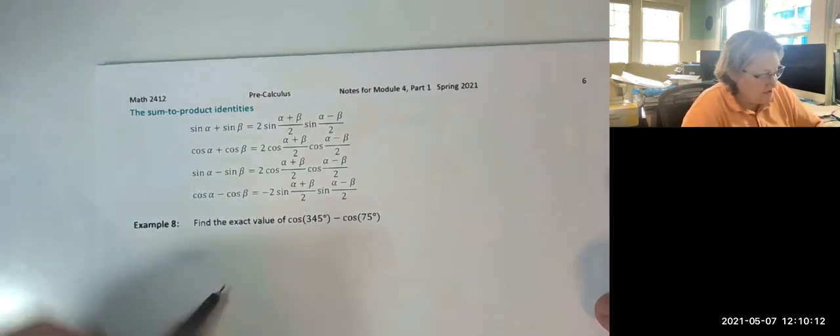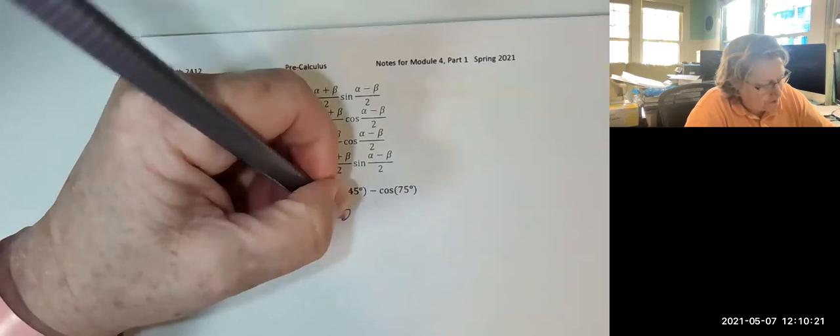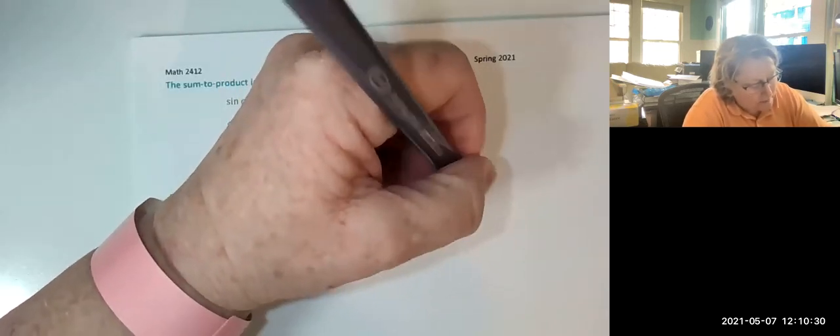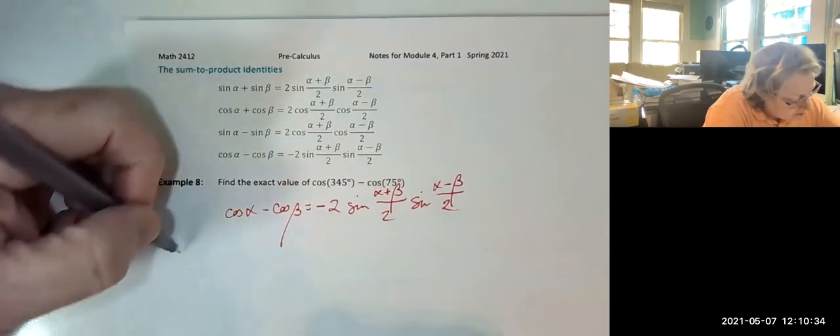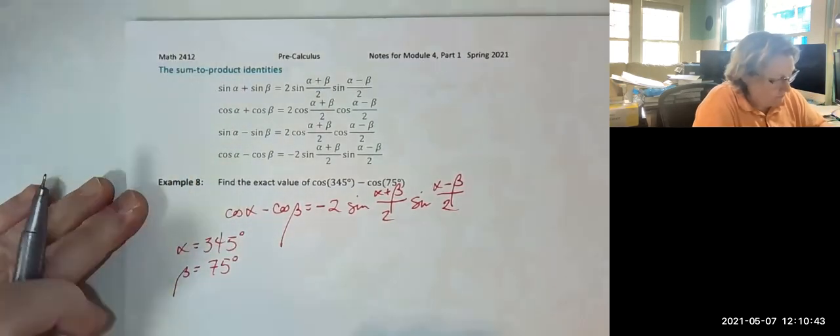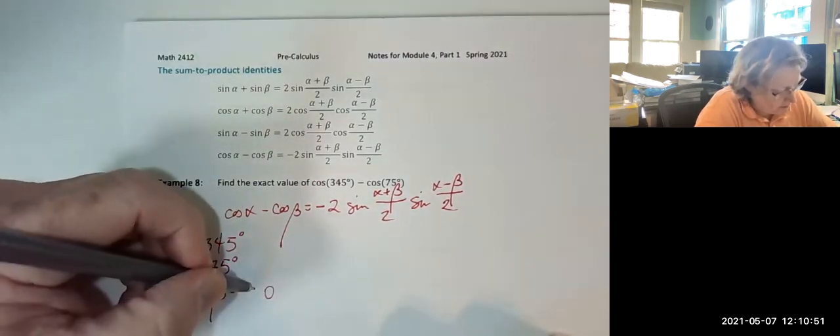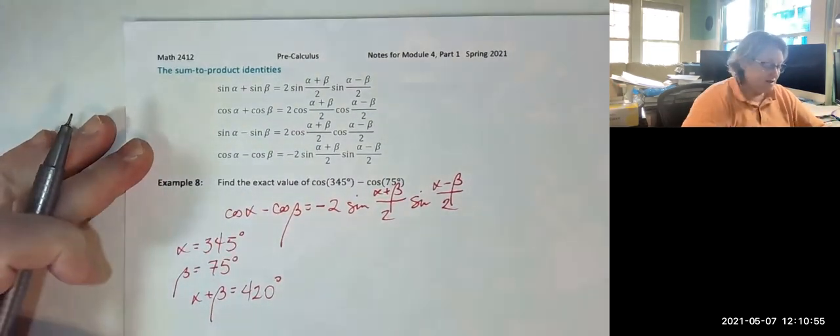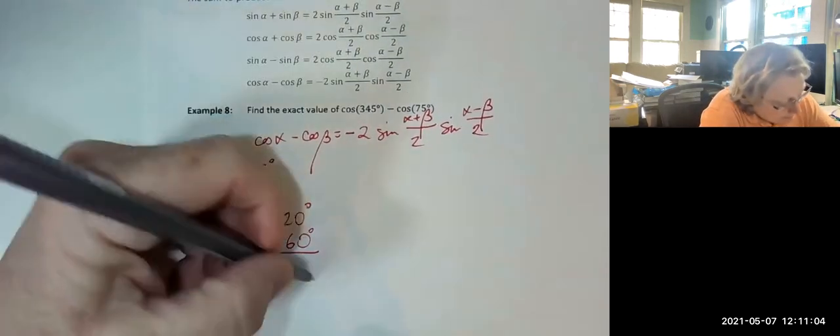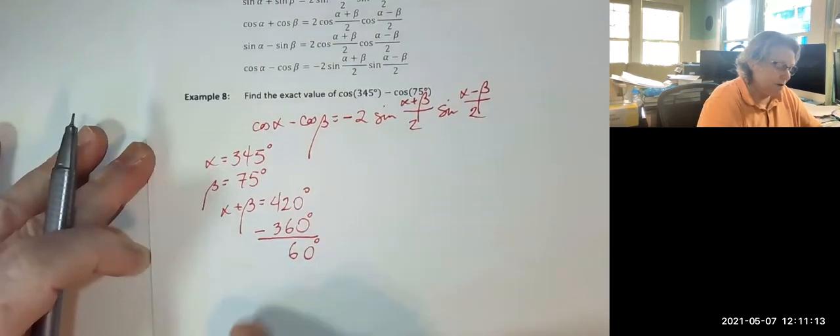So I'm going to use the cosine of the difference: cosine of alpha minus cosine of beta equals -2 times the sine of (alpha plus beta) over 2 times the sine of (alpha minus beta) over 2, where alpha equals 345 degrees and beta equals 75 degrees. If we add, we get 420 degrees. 420 is larger than 360, so I'm going to subtract off 360 to find a coterminal angle between 0 and 360. 12 minus 6 is 6. So we get 60 degrees is our coterminal angle between 0 and 360.